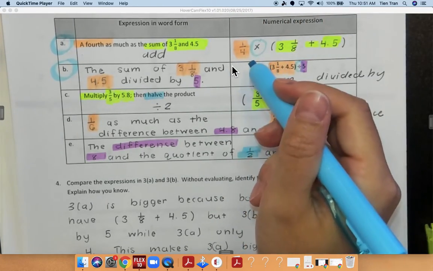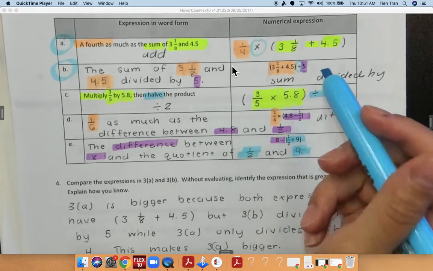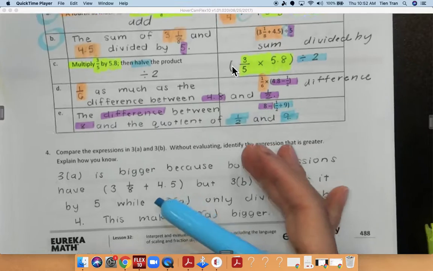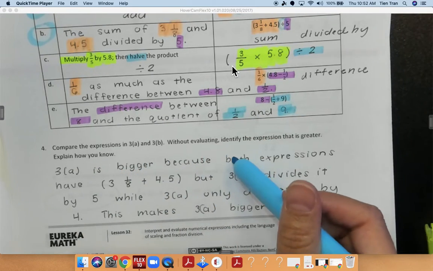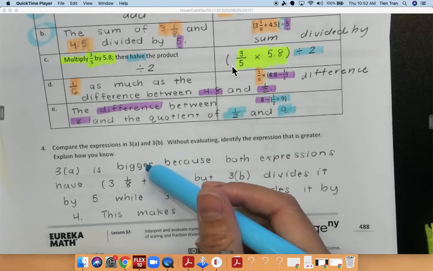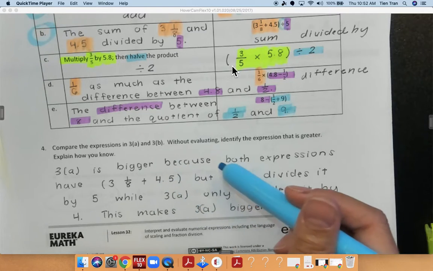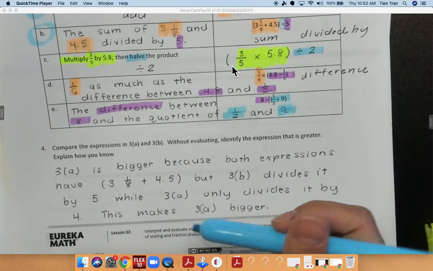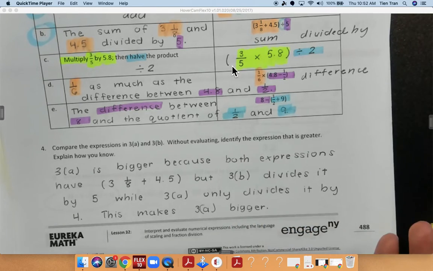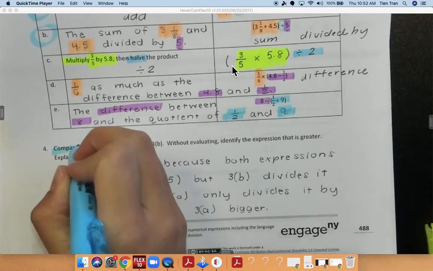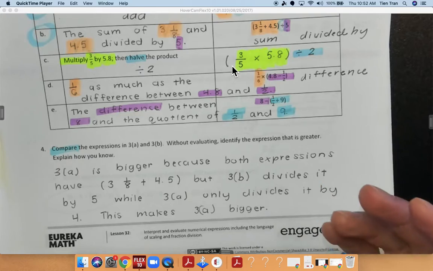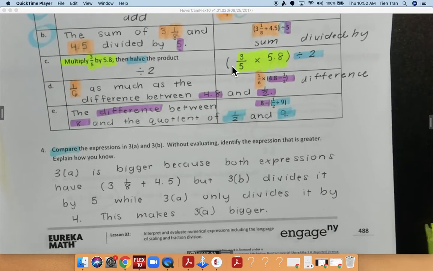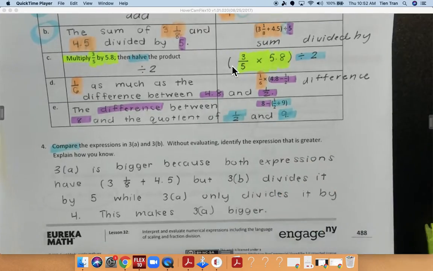Every time you multiply, your number is getting bigger. Every time you divide, your number is going to get smaller because you're dividing it between many people. So we have 3a is bigger because both expressions have 3 and 1/8 plus 4/5, but 3b divides it by 5, while 3a only divides it by 4. This makes 3a bigger. If you have another way to explain what I just said, then you can use your way. You don't have to write this whole entire thing. Use your own words, try it yourself. But if you can't think of anything, then write this one down.